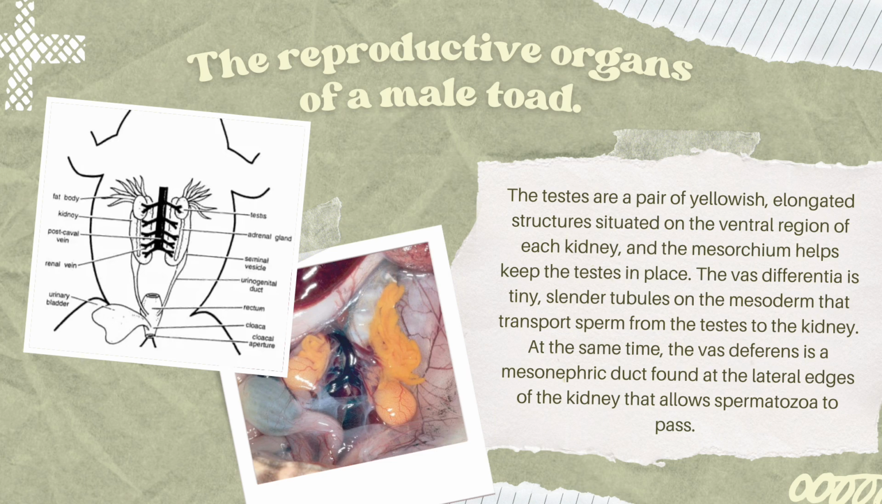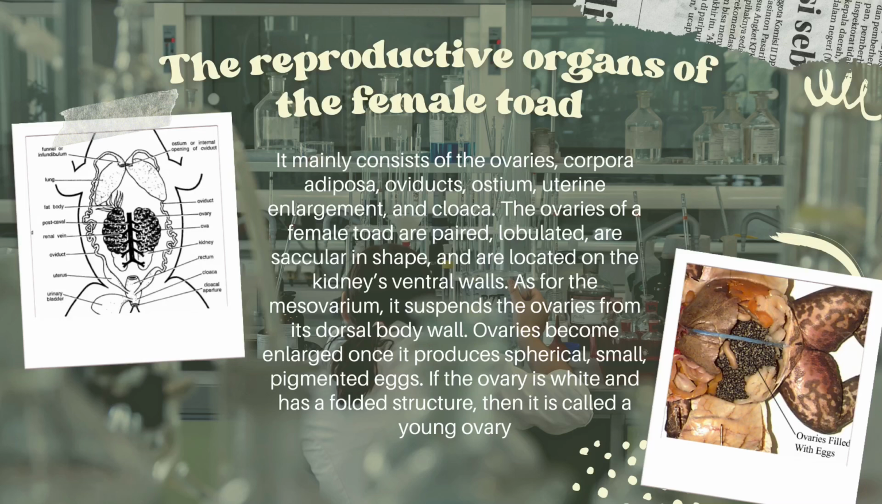The Bidder's organ is a grayish mass of tissue that depicts a rudimentary ovary. This is also located anterior to the testis. Next would be the reproductive organs of the female toad. It mainly consists of the ovaries, corpora adiposa, oviducts, ostium, uterine enlargement, and cloaca.